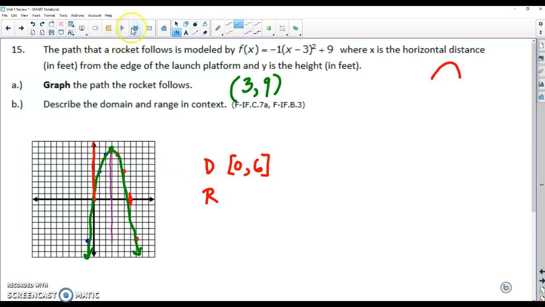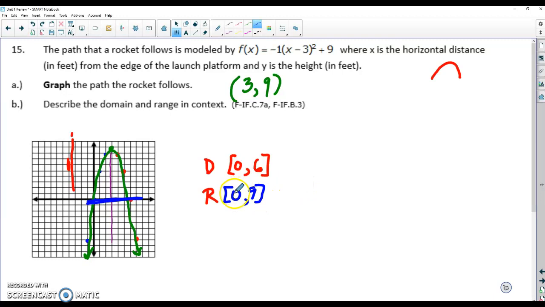The range. When I look at the range, I'm going from the bottom to the top. Again, this graph has a range that goes from -infinity all the way up to 9. But in real life, this graph gets cut off here, because we don't go underground. So our range starts at the ground at 0, and goes up to 9. 0 is included, 9 is included, because we don't put white circles, white dots.